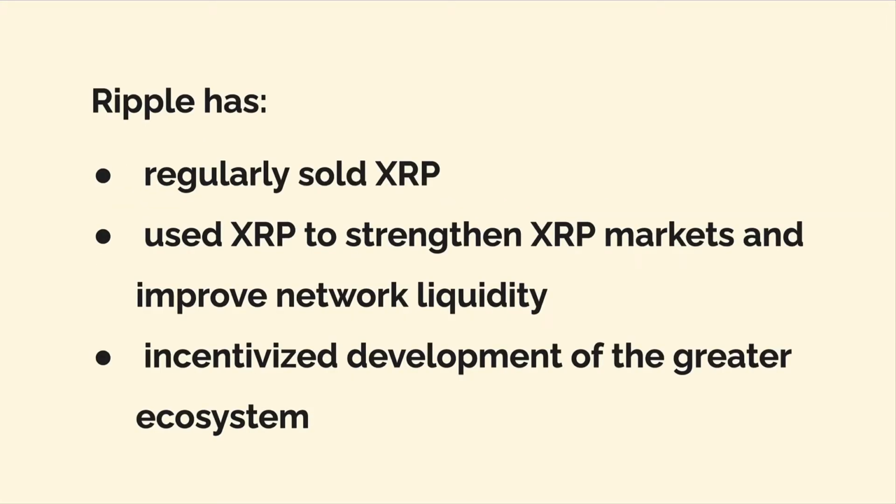You can find more information at ripple.com. Ripple has regularly sold Xrp, used Xrp to strengthen the markets and improve network liquidity, and incentivize development of the greater ecosystem. The Xrp Ledger was initially called Ripple, so sometimes there can be confusion between Ripple versus the Xrp Ledger, because oftentimes you'll see Ripple terms used in the Xrp Ledger, for example, the Rippled server. But there is a difference between Ripple, the company, and Xrp, the ledger. Nowadays, Ripple is used to refer to the company and Xrp Ledger is used to refer to the blockchain.